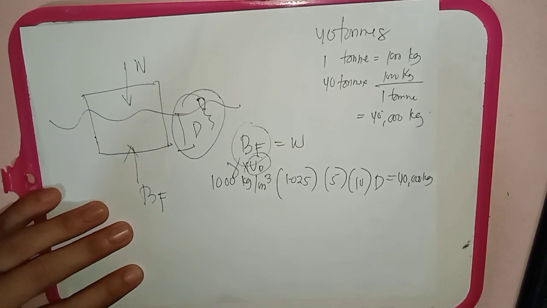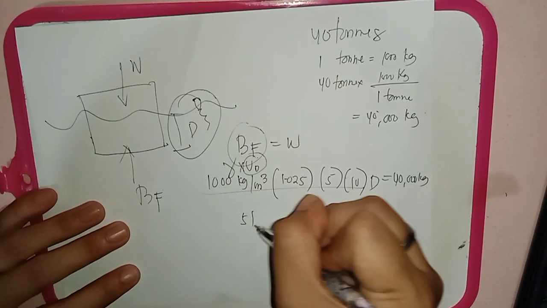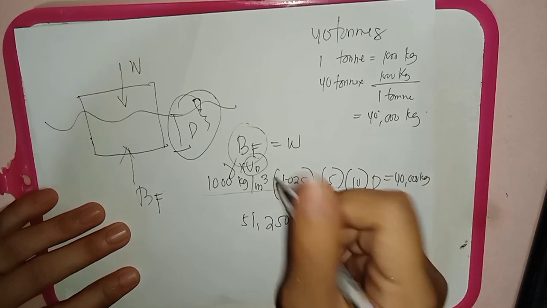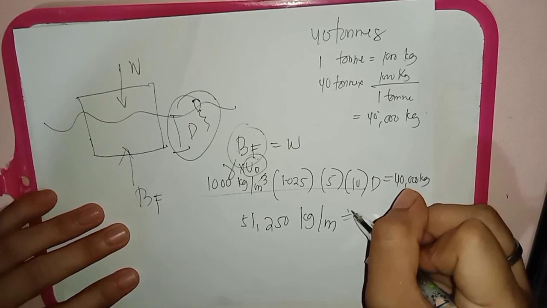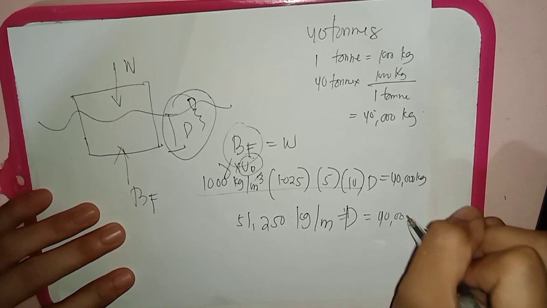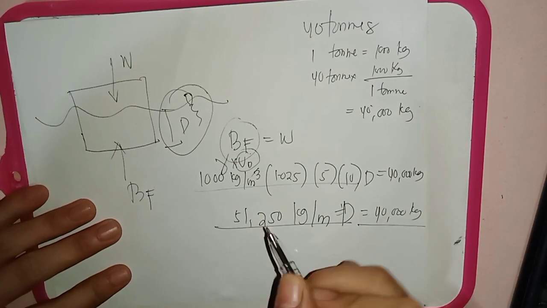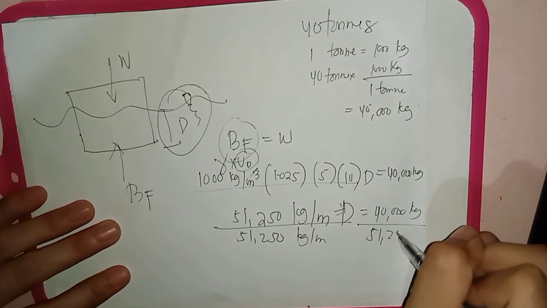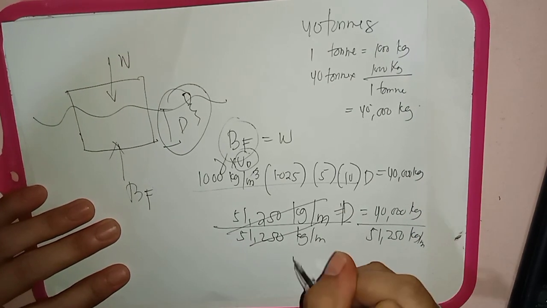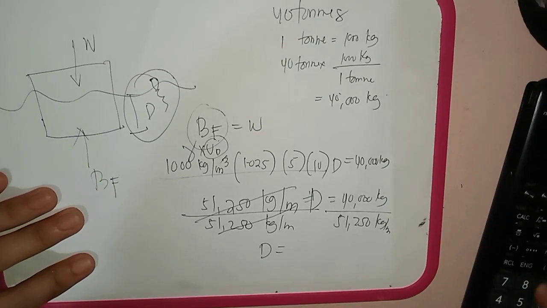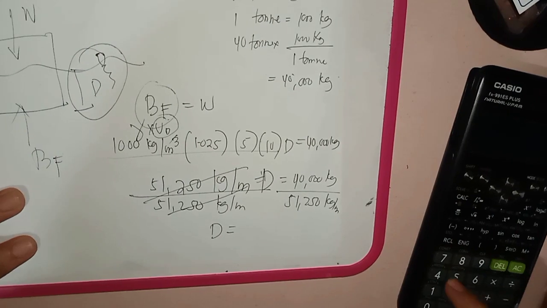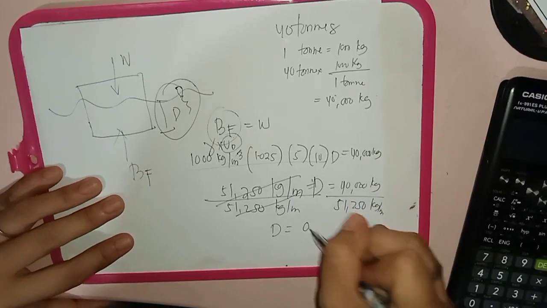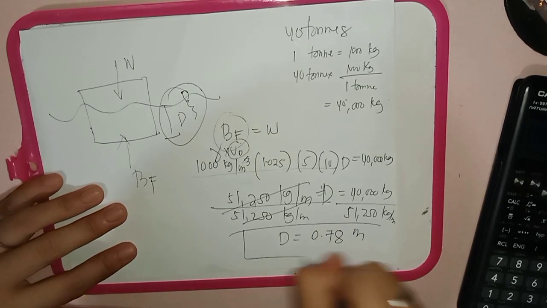So if we solve this, the answer is 51,250 kilograms per meter, since there are 2 meters in the cubic meter, and this is equal to 40,000 kilograms. So we divide by 51,250 to get our displaced depth. 40,000 divided by 51,250 equals 0.78 meter. So here's our final answer.